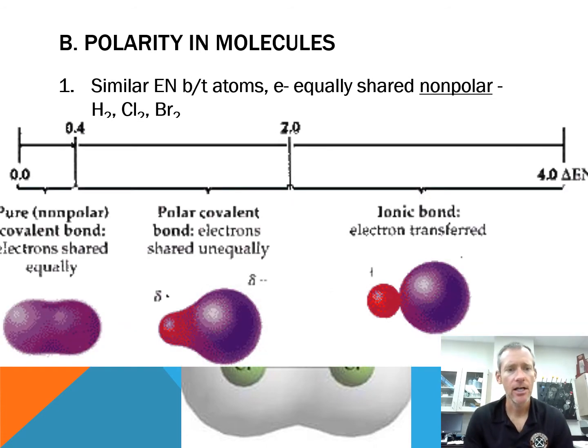You can see here the nonpolar substances, the difference between electronegativities is very small, 0 to 0.4. Then if you have a polar covalent bond, it's between 0.4 and 2. And then the ionic bond is between 2 and 4.